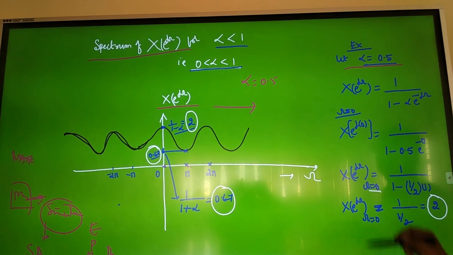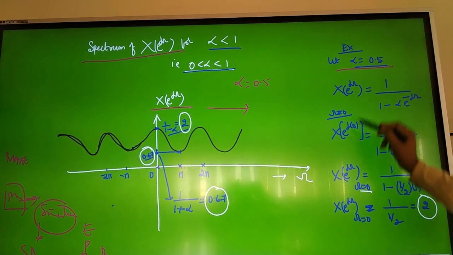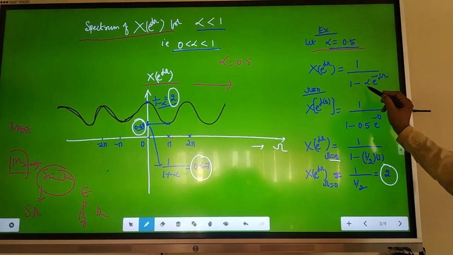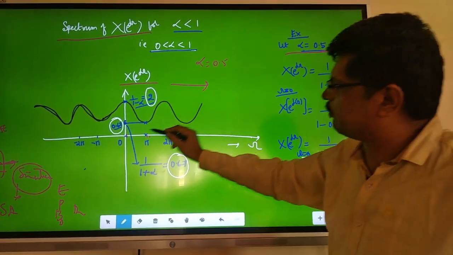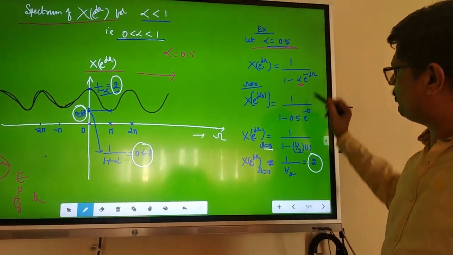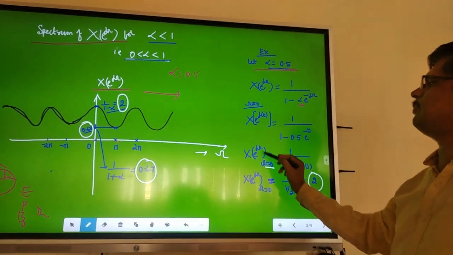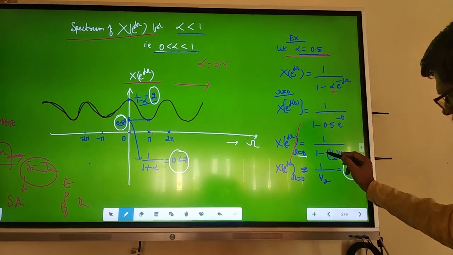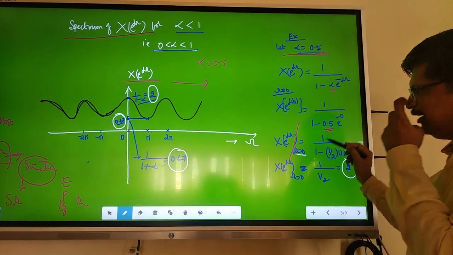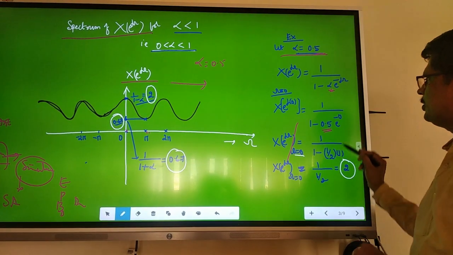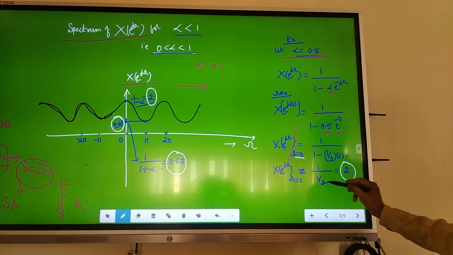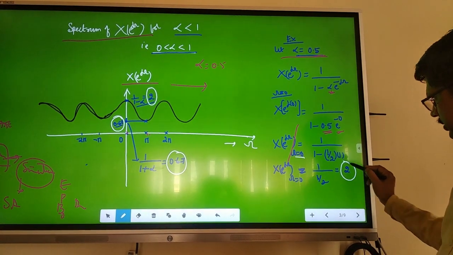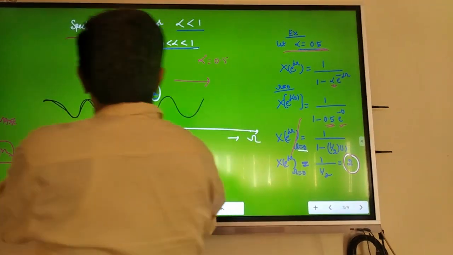Now let me see how exactly I am getting this. For example, omega is equal to 0. X of e power j0 is equal to 1 by 1 minus, what is alpha? Alpha I am considering as the positive side, 0.5, into e power minus 0. That is, X of e power j omega at omega is equal to 0 is equal to 1 by 1 minus, what is 0.5? 0.5 is nothing but 1 by 2, into e power minus 0, which is nothing but 1. Therefore, this is 1 by (1 minus 1 by 2), which is 1 by 1 by 2, which is nothing but 2. This 2 you will get at 0.